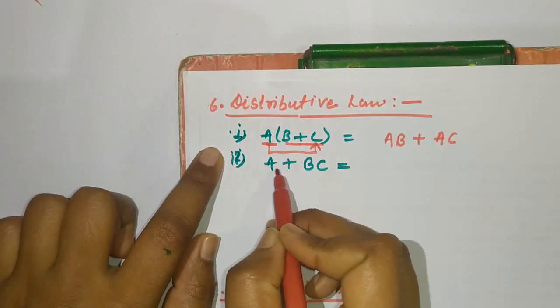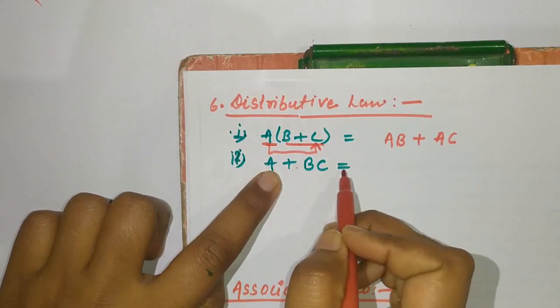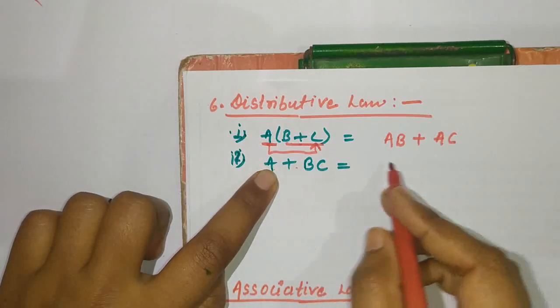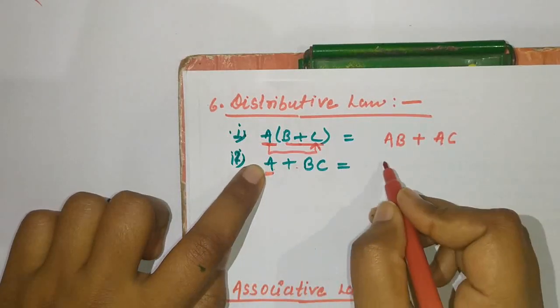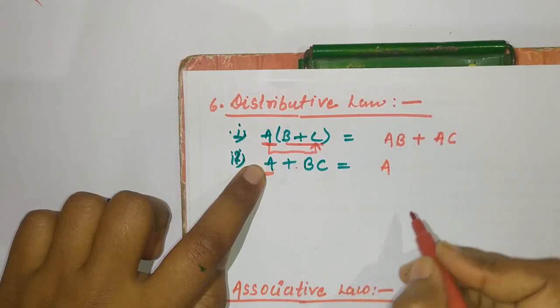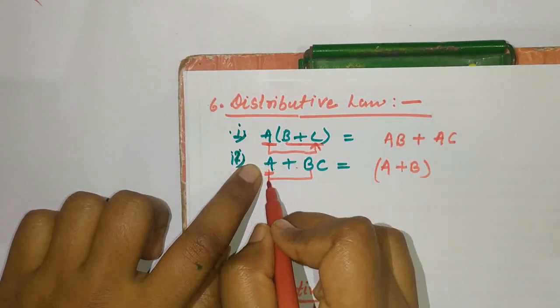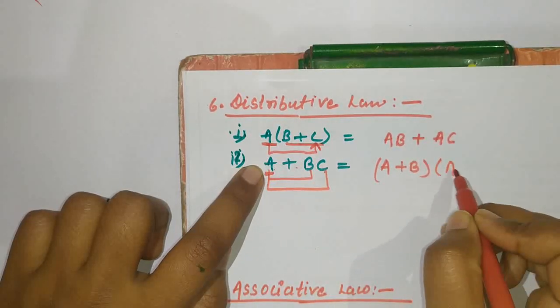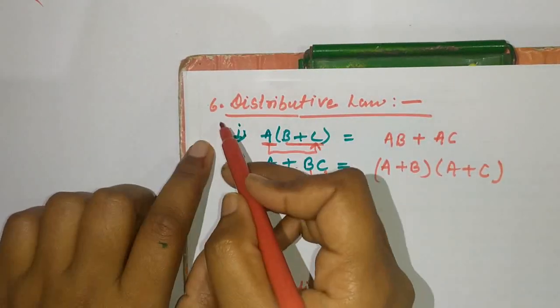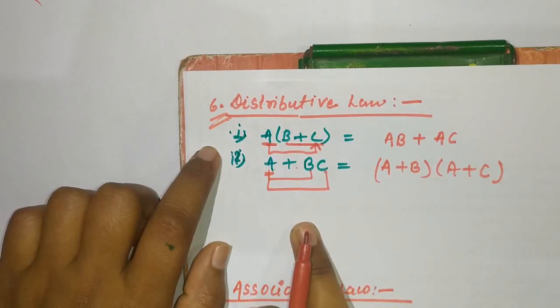In the second law, A plus B into C. So we first take A with B, A plus B. Then A with C, that means A plus C. These are the 2 laws of the distributive law.